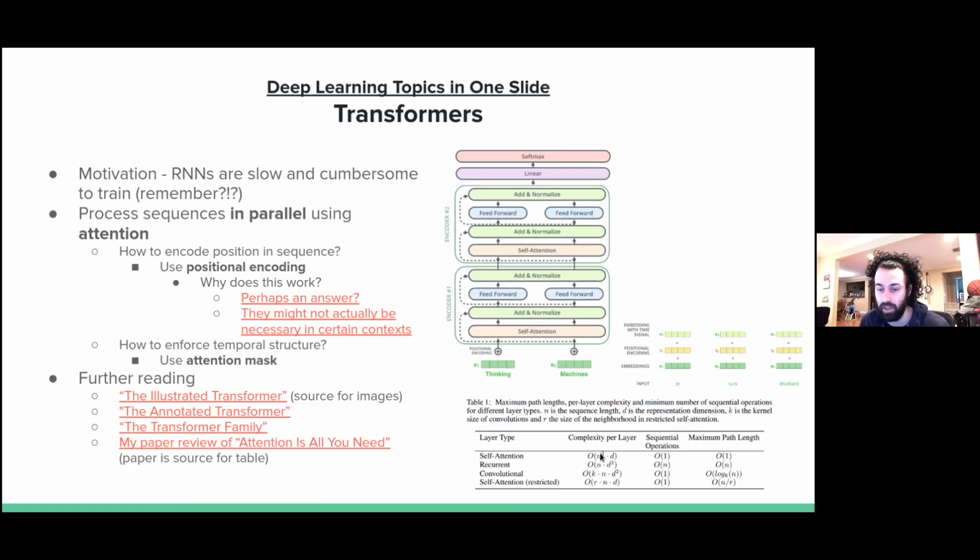And just down here, the takeaway is that these transformers are much more computationally efficient than recurrent neural networks, and they also don't have the same gradient exploding and vanishing problems because the path length is shorter.